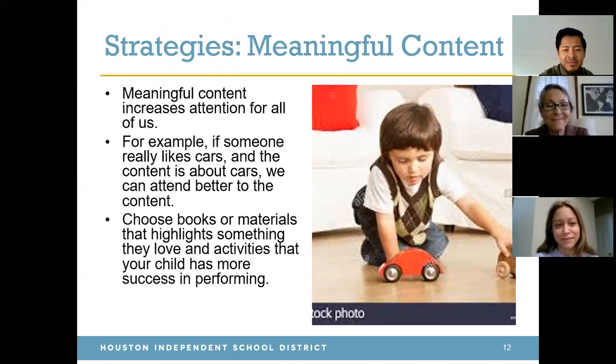So a continuation of strategies, meaningful content. Meaningful content increases attention for all of us. For example, if someone really likes cars and the content is about cars, we can attend better to the content. And that's true of all of us. If I really like gardening and there are gardening tools and seeds, well, then I'm going to focus more because that's something I like to do. And you can do the same with your child. Also, you can choose books or materials that highlight something they love and activities that your child has more success in performing.